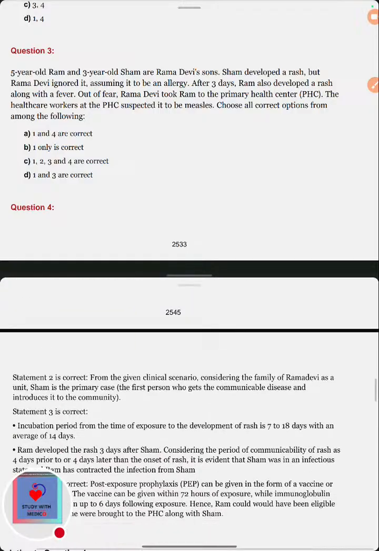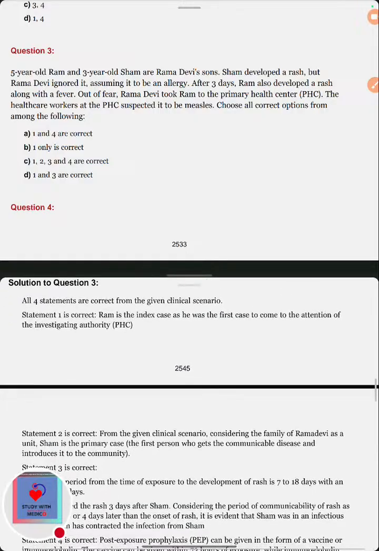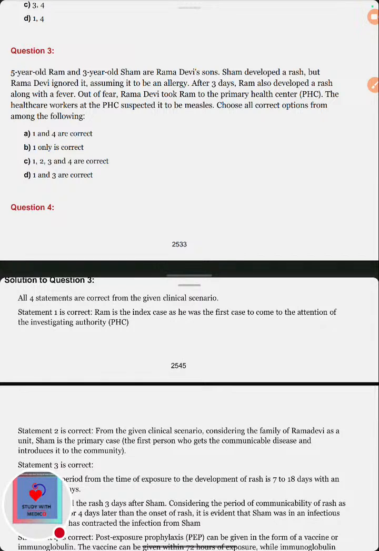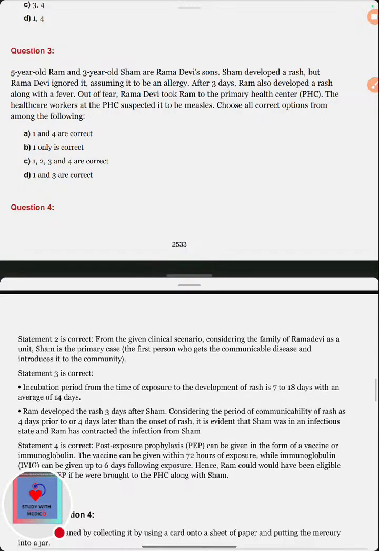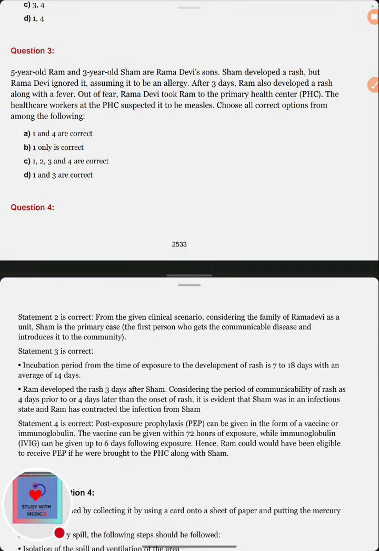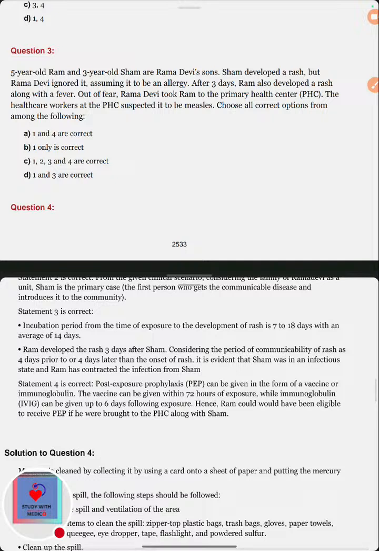All correct options. So these options are not given in the question. Which statements are correct from the given scenario? Scenario 1 is correct. Ram is the index case, as he was the first case to come to the attention of the investigating authority. Two is correct from the given clinical scenario, considering the family of Rama Devi as a unit. Primary case is the first person who gets the communicable disease and spreads it to the community.